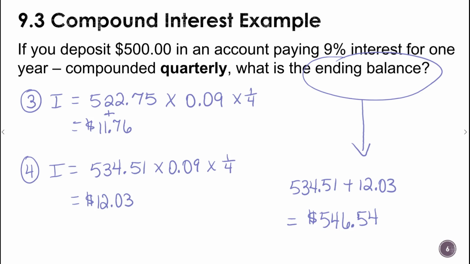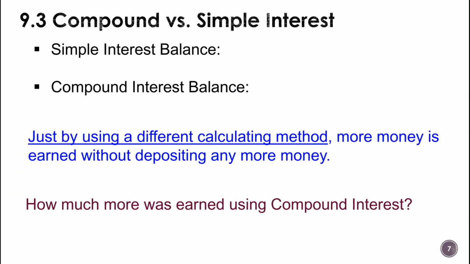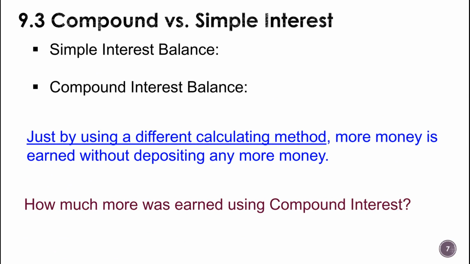So that's how compound interest works. We earn some interest, we add it back onto our principal, and then that earns interest. It's a very nice process. My simple interest balance, at the end of 1 year, was 545. My compound interest balance was 546.54. So just by calculating that, earning interest every quarter, I increase the amount in my account by $1.54.